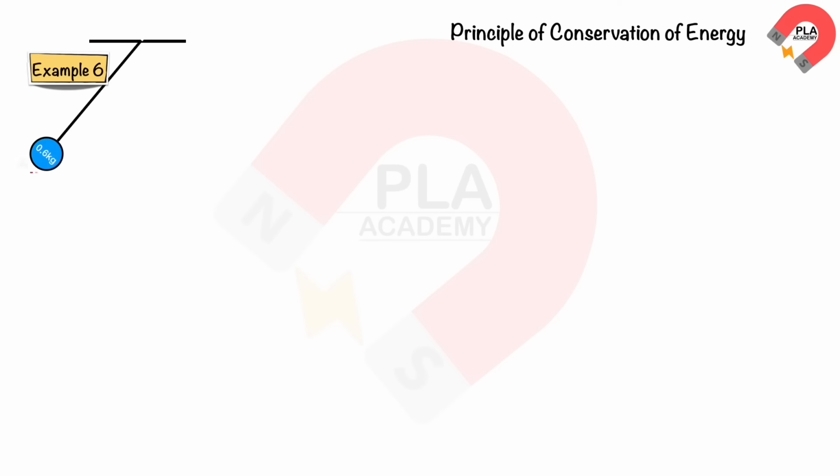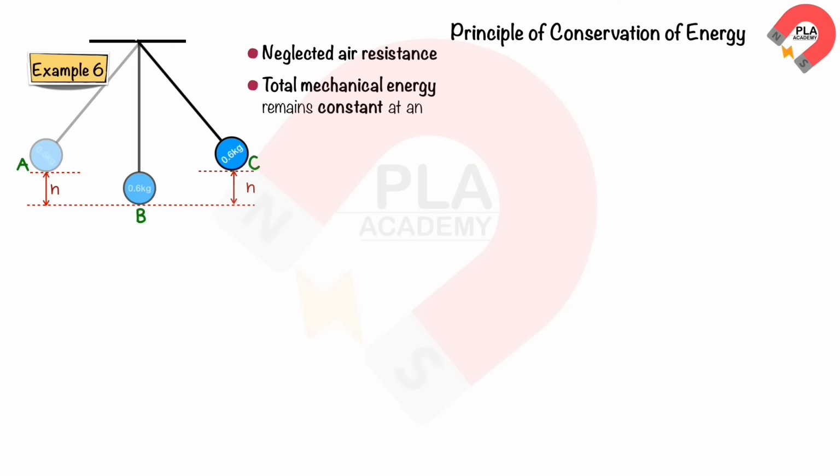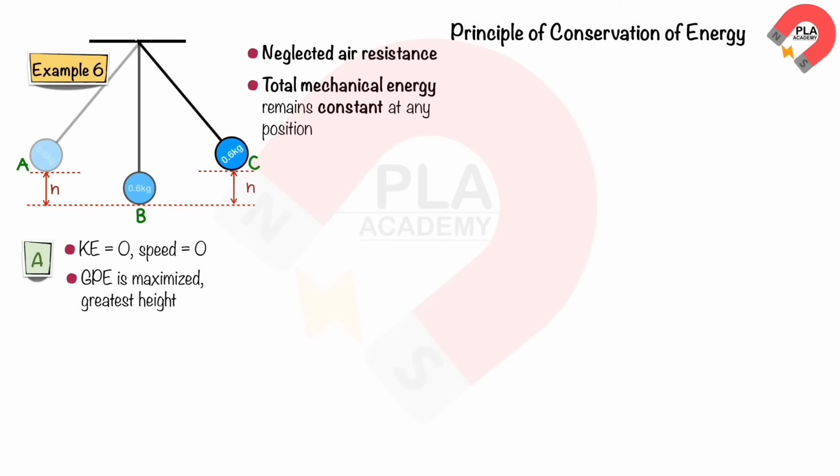In another scenario, let's consider a pendulum with a mass of 0.6 kilograms oscillating from rest at point A to point B, and then to point C, neglecting air resistance. The total mechanical energy of the system remains constant at any position due to the principle of conservation of energy. At point A, the initial kinetic energy is zero due to zero speed, while the gravitational potential energy is maximized.